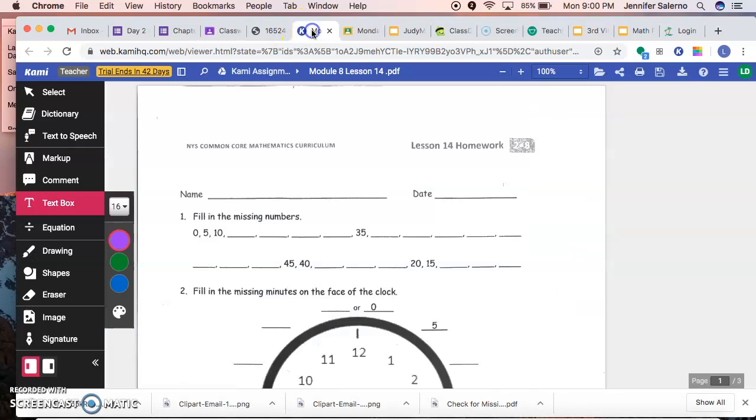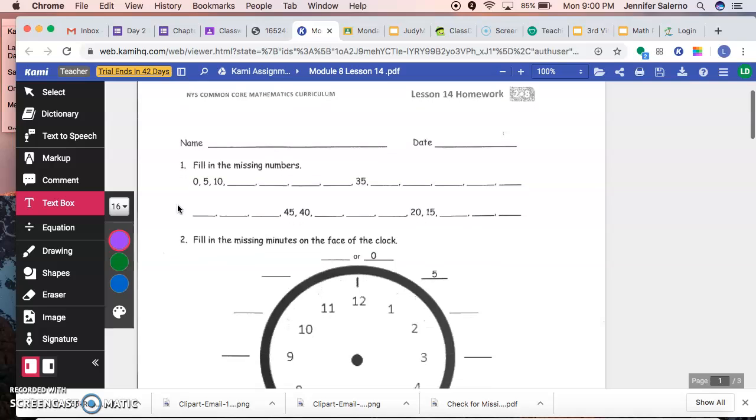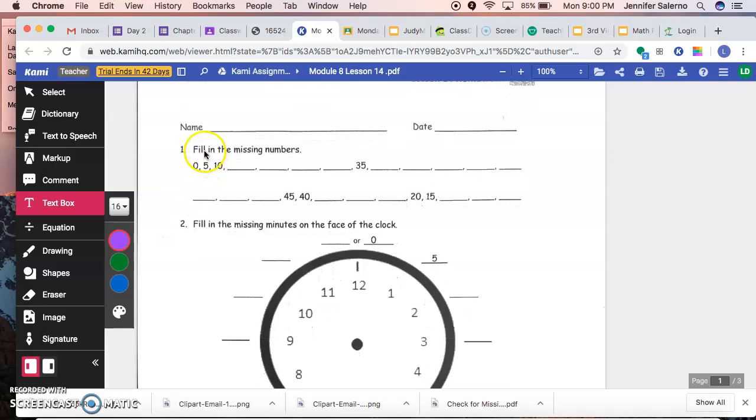Now let's look at what you're doing today. So yesterday it was a lot of, you had to drag and drop the times, you had to type the time, and you're going to still be doing some of those things in this Eureka lesson, but we're also going to be now drawing the hour hands and the minute hands on clocks to kind of get used to that as well, okay?